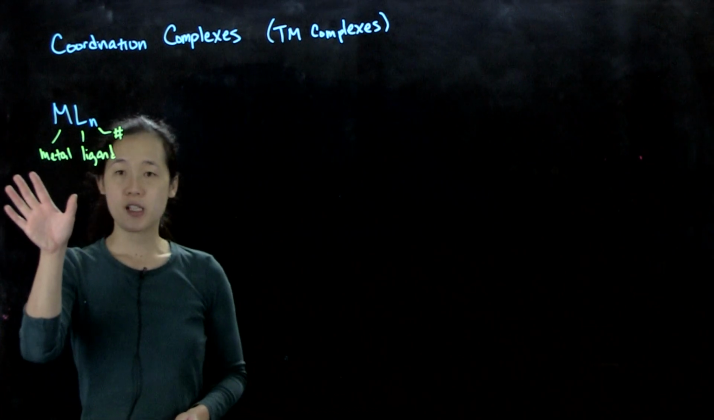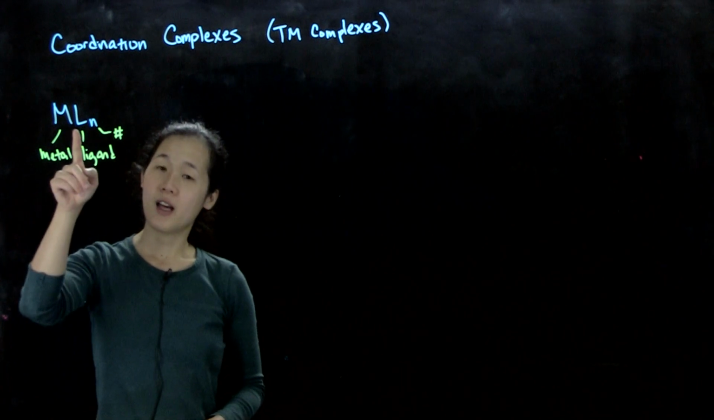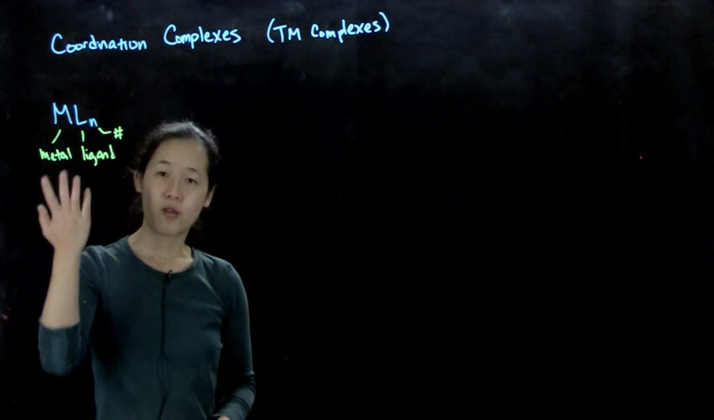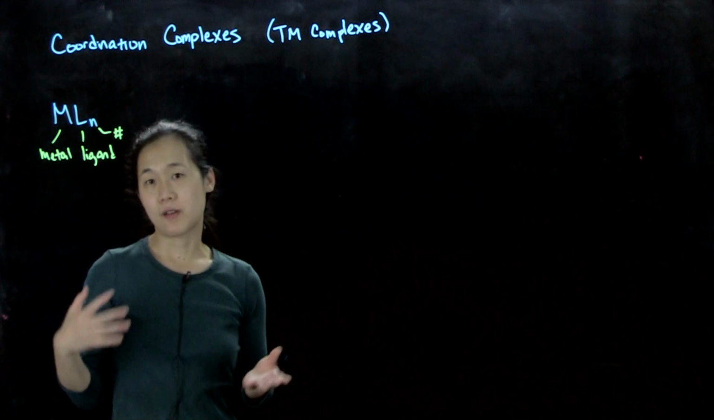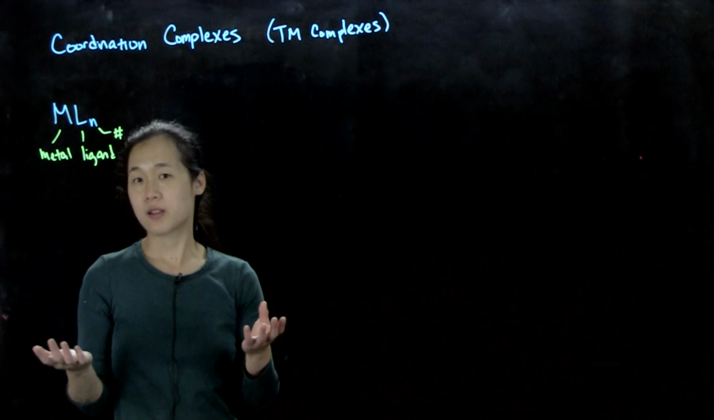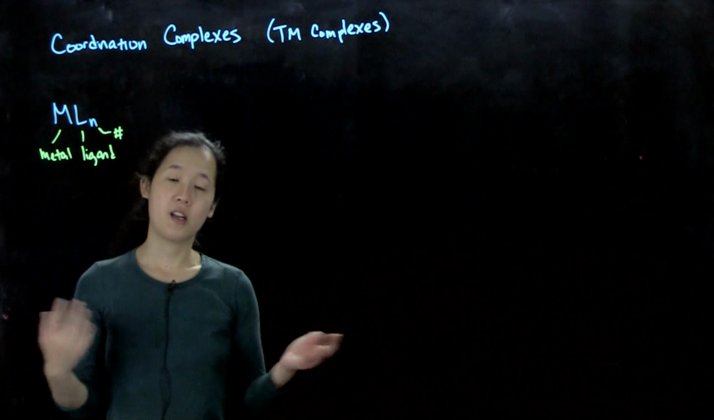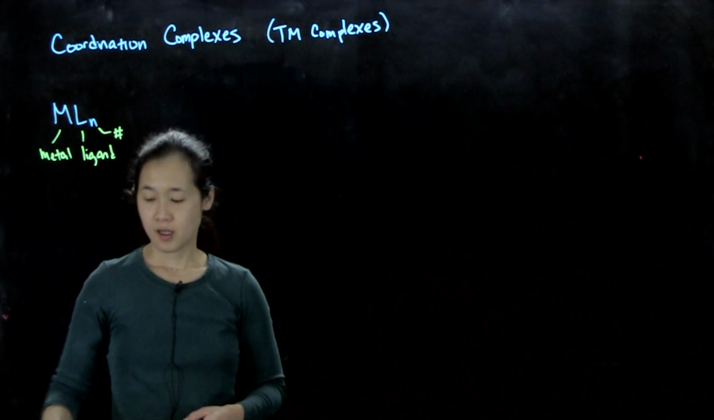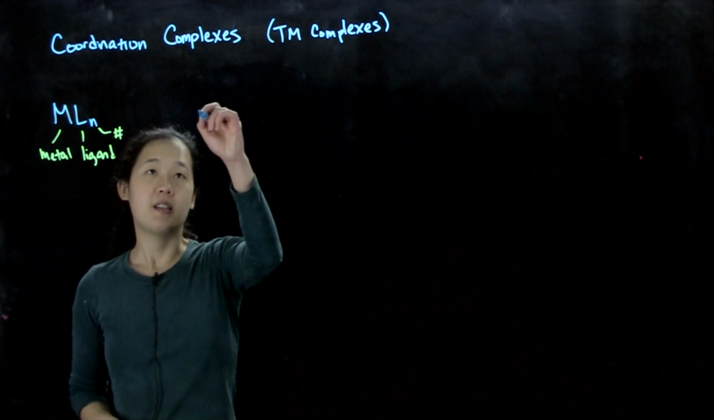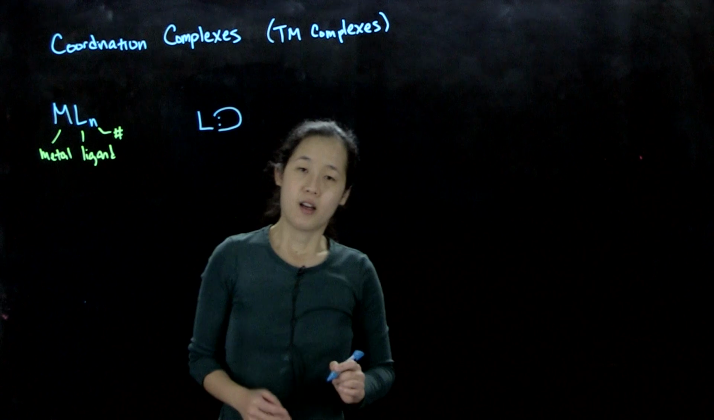So here's some notation. We'll talk about ML_n compounds. M is the metal, L is your ligand, and n is the number of ligands. A metal complex can have a huge range of ligands. You can have 2 ligands for a linear complex, or 3, 4, 5, 6, 7 ligands. It depends on your metal and also on the ligand and how many you can fit around it.